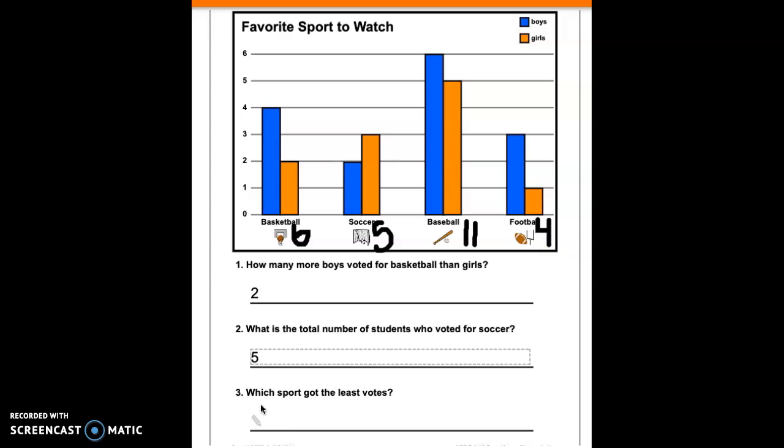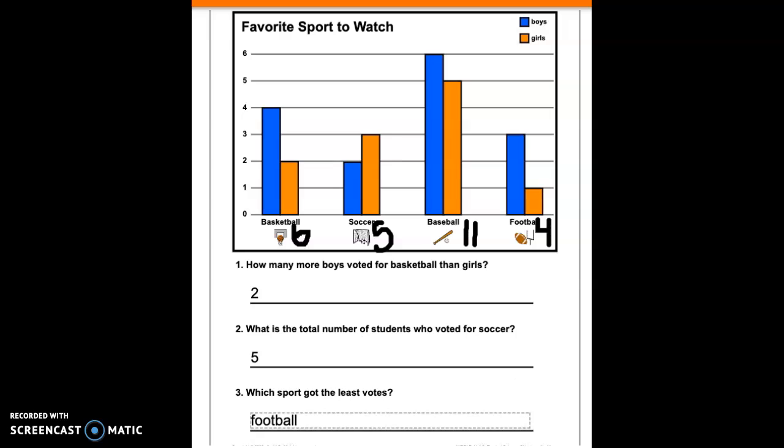So it asks us which sport got the least votes. So are we going to type in 4? No, we are not. It says which sport this time, okay? These up here say how many more, so we're looking for a number. What is the total? Also looking for a number. Now this one says which sport. So in this one we can write football.